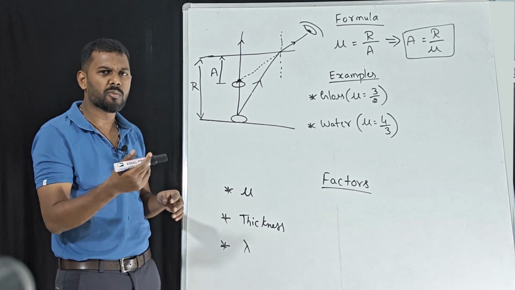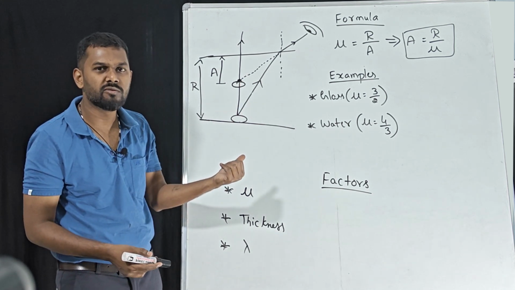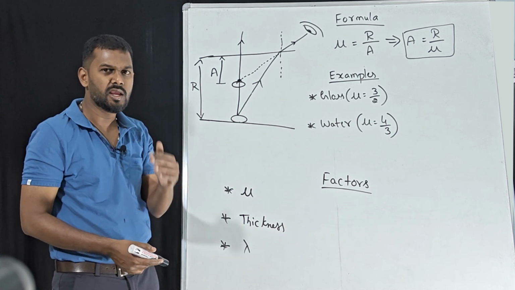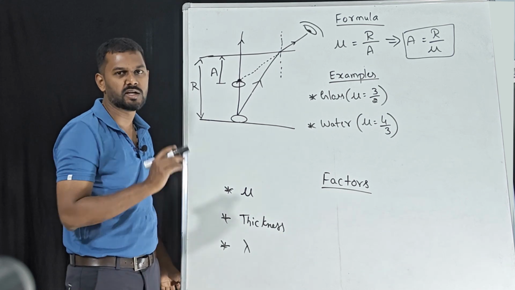How did I get to know that value? Very simple. I told you the apparent depth of the glass slab is always 2/3 of the original height. 2 by 3 into the original value. You will get an answer of 6 centimeter.